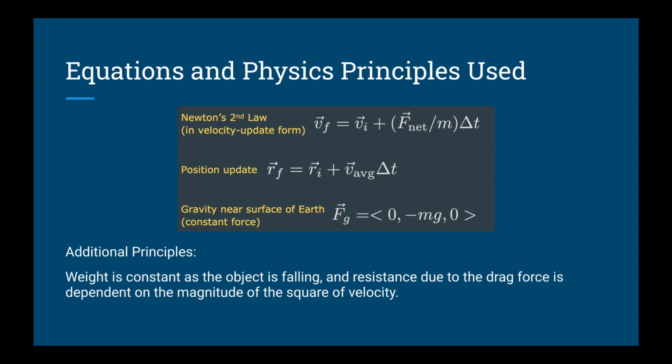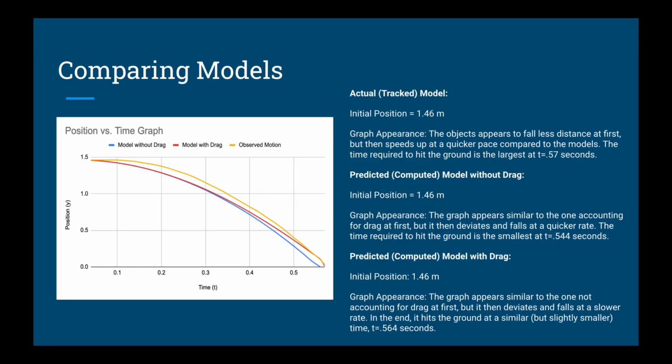Comparing all the models, we see that the initial position is 1.46 meters. However, the actual model appears to fall less distance at first, but then speeds up at a quicker pace compared to the other models. The time required to hit the ground is the largest at t equals 0.57 seconds. The predicted model without drag is similar to the one accounting for drag at first, but then deviates and falls at a quicker rate. The time required to hit the ground is the smallest at 0.544 seconds. The model with drag appears similar to the one without drag at first, but then deviates as well and falls at a slower rate. In the end, it hits the ground at a similar but slightly smaller time at t equals 0.564 seconds.